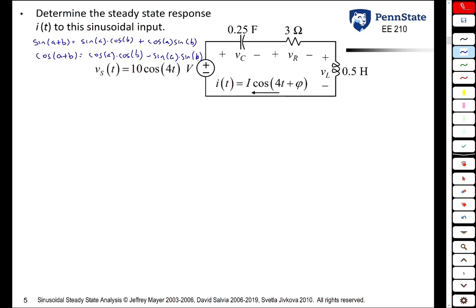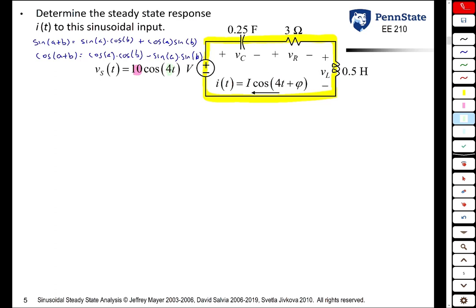Okay, so here we have a series RLC circuit. So we have a capacitor, a resistor, an inductor, powered by a voltage source. The voltage source is a sinusoid with an amplitude of 10, a phase angle of 0, there's no theta term, and a frequency of 4 radians per second. What we know from sinusoidal steady-state analysis is every voltage and current in this circuit, once the transients are gone, is going to be a sinusoid of frequency 4 radians per second.